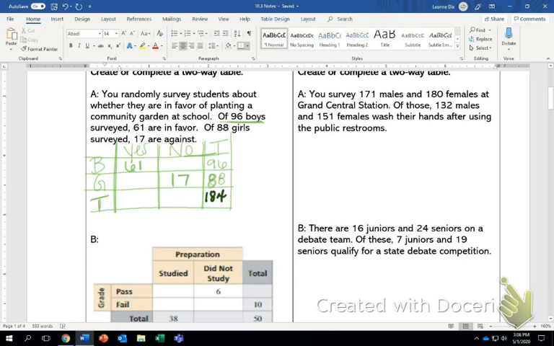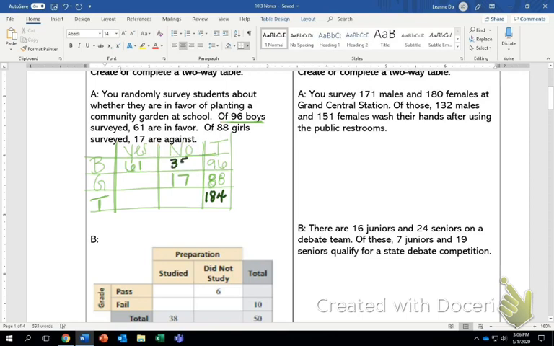And now I can look at this piece right here. I can say, well, I had 96 boys who were surveyed. 61 said that they supported it. So if I subtract those two numbers, well, then that's going to give me my piece in the center.